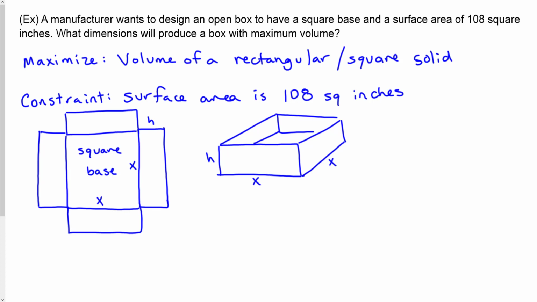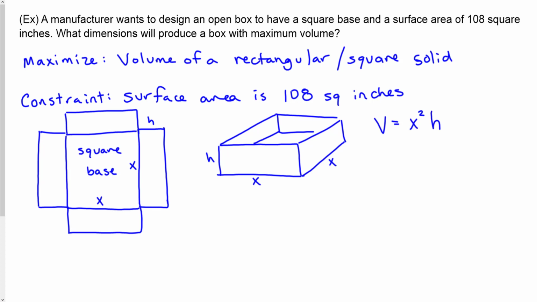Okay, now with that, we can say that the volume of this box, the volume of a rectangular solid, is going to be length times width times height. So length is x, width is x, height is h. So this is effectively x squared times h. All right, so we're getting somewhere. Let's see what else we can figure out here. All right, so that takes care of the function that we want to maximize.